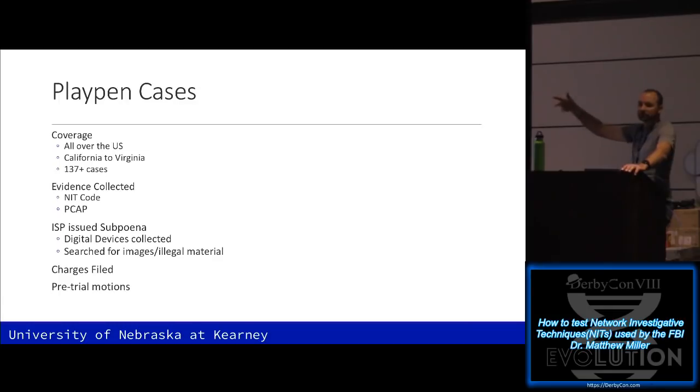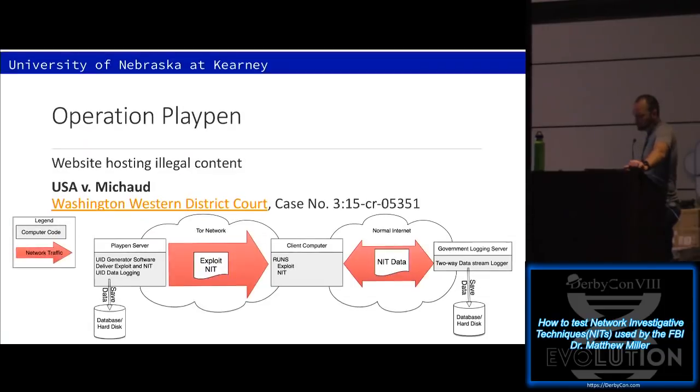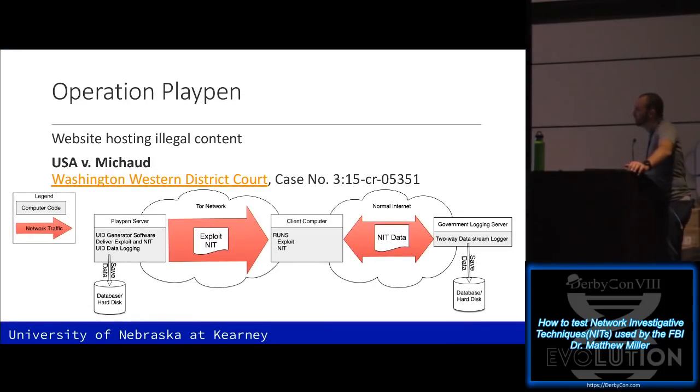But once they have that IP address, then they will go ahead and issue a subpoena to say we'd like to search so-and-so's residence, right? They'll collect all of their devices, and then check and see if there are illegal images on them or not. And then they will, of course, file charges if there are. And most of the work that I actually do are in pre-trial motions.